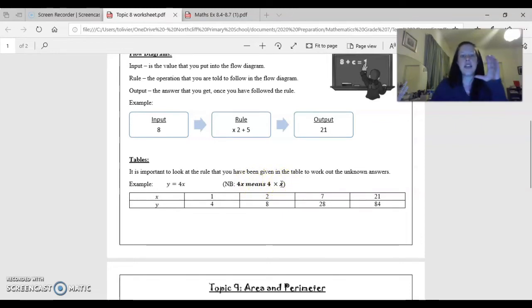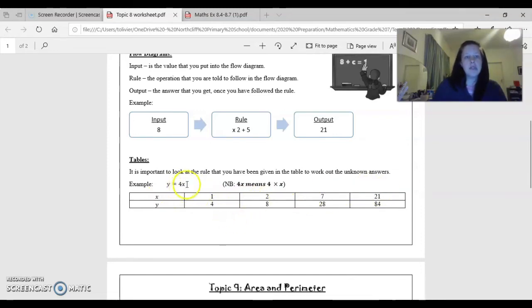Okay, whenever I have a number and a letter next to each other, without any operation in between, I know that I am multiplying them. Please take that down as a note. Okay? When I have 4 times x, I'm going to now look at my table and replace the x with any of these numbers up here to get my y answer.